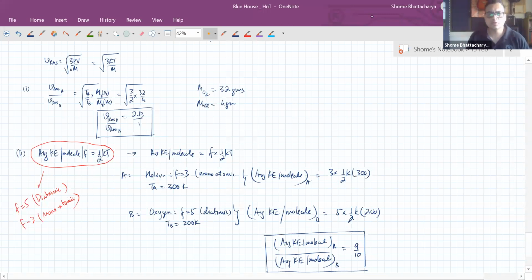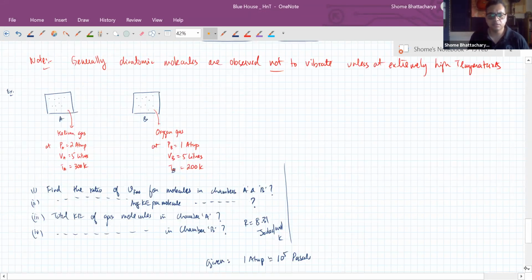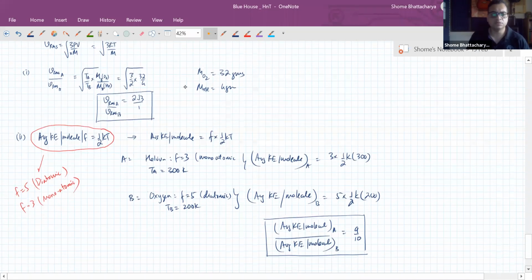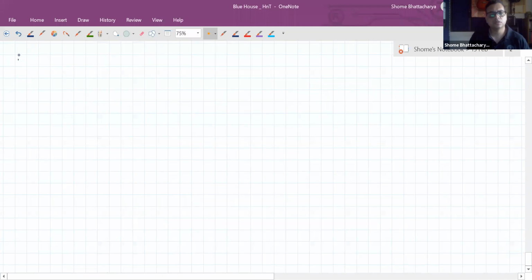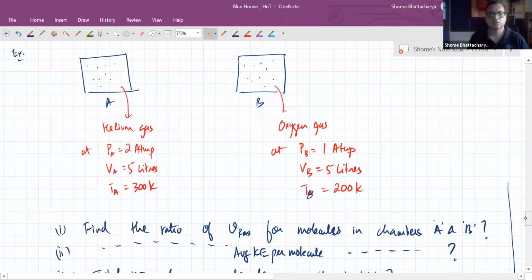Okay, so hope this part is clear to all of you. Now let's move on to the next thing. We have to find the total kinetic energy of gas molecules in chamber A. We'll have to develop the formula for this, but it will come from the concepts you've seen before. So in chamber A, we have helium at pressure equal to 2 atmospheres, volume equal to 5 liters, and temperature equal to 300 Kelvin. This is what we had.